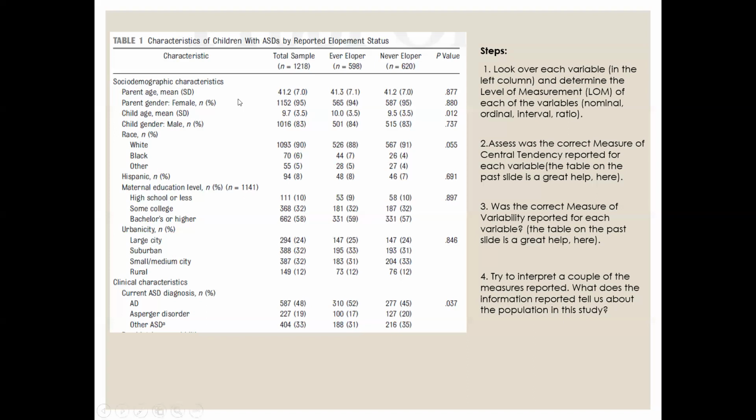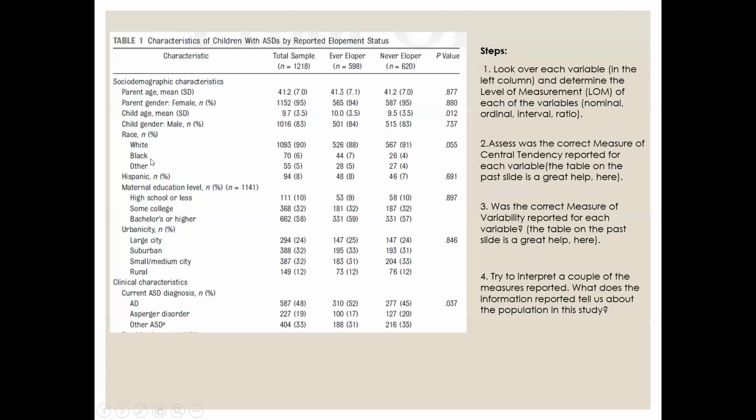We look at the children's age, right? Interval ratio, nominal. Child age is given as the mean and standard deviation, it's number of years, so it's interval ratio. The kids are about 10, right? Give or take 4 years.